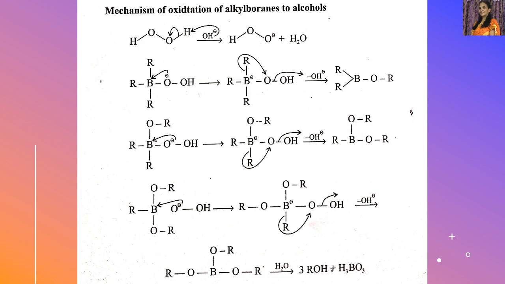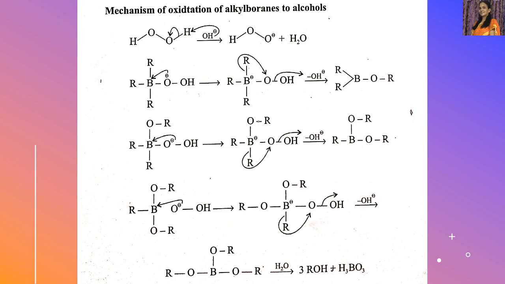This O and this R, and OH is lost in the form of OH minus. Okay. Now, let us consider this as the substrate in the next step. See, R2BOR. This is R2BOR. Now in this stage, similar attack of this HOO minus ion on this boron.